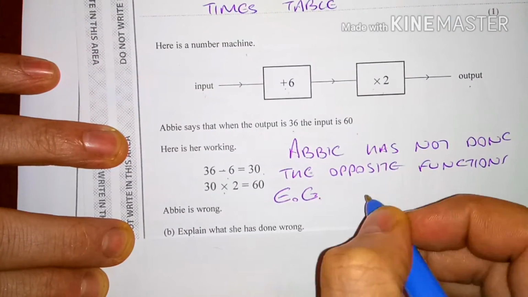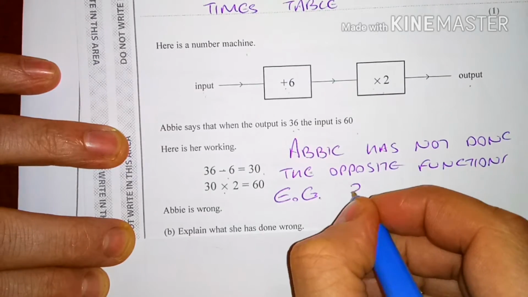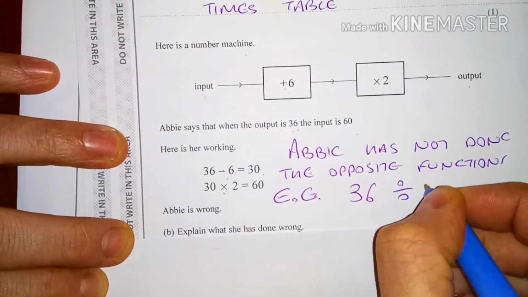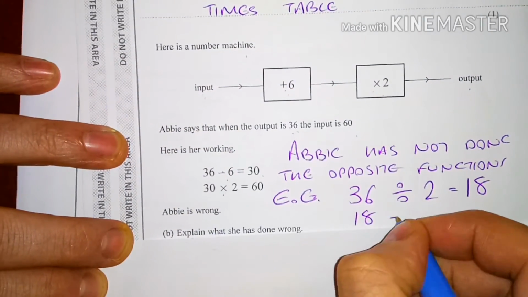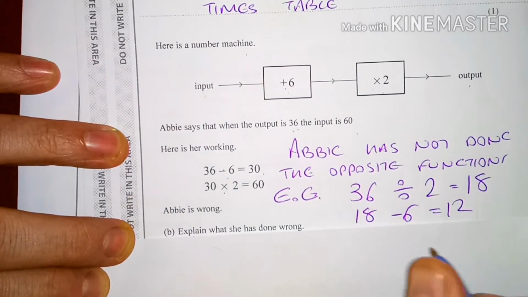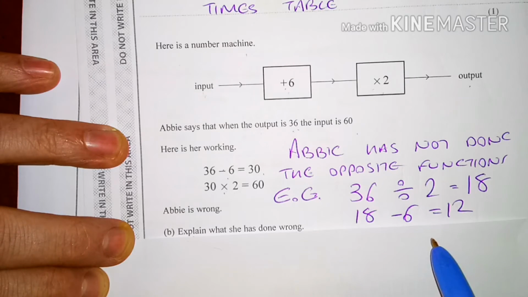E.g. the output is 36, so it'll be 36 divided by 2, which would equal 18. And then there'll be 18 minus 6, which equals 12. So always good to show your examples, then the examiner knows that you've actually worked it out.